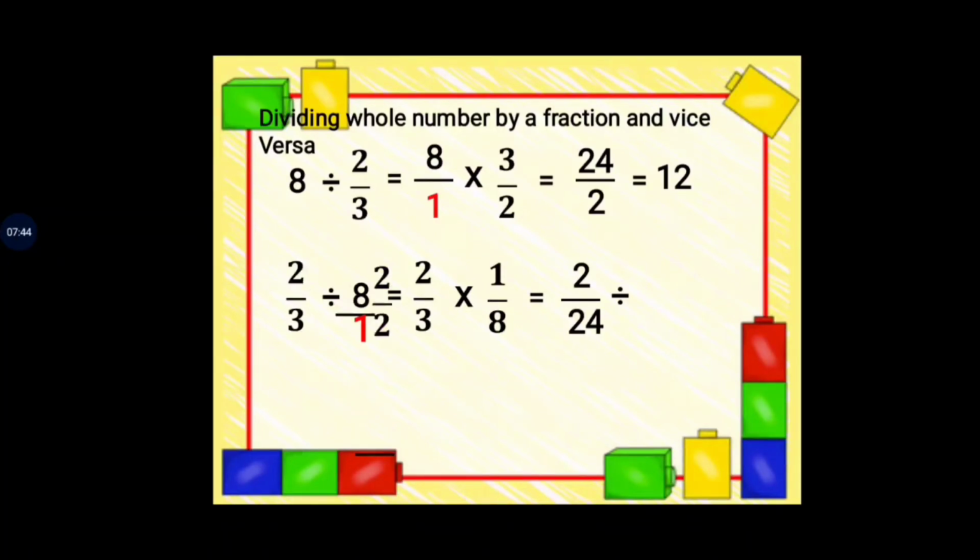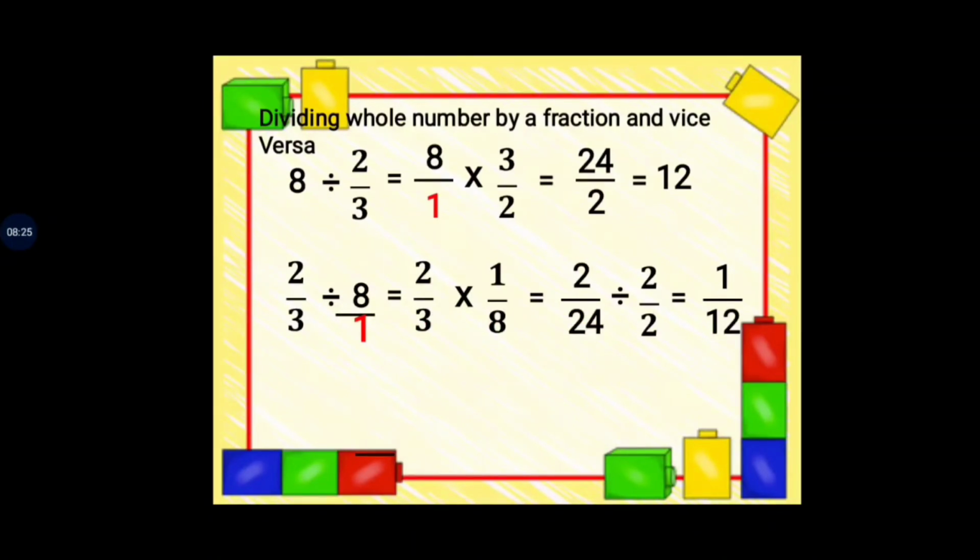Therefore, we're going to use now 2/2 to divide 2/24. So, let us have an equal sign, a fraction sign. Then, divide 2 divided by 2, it gives the quotient of 1. And 24 divided by 2, it gives the quotient of 12.